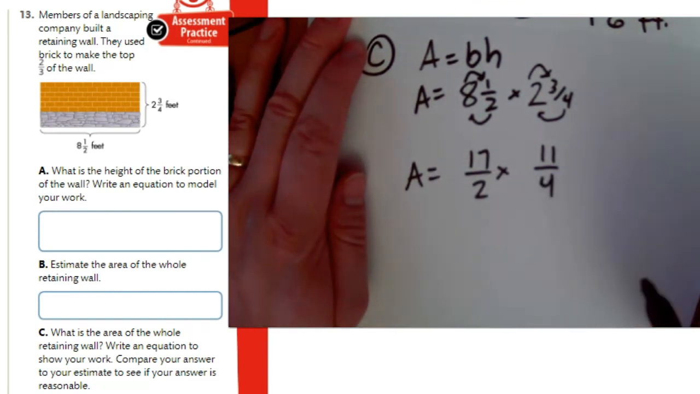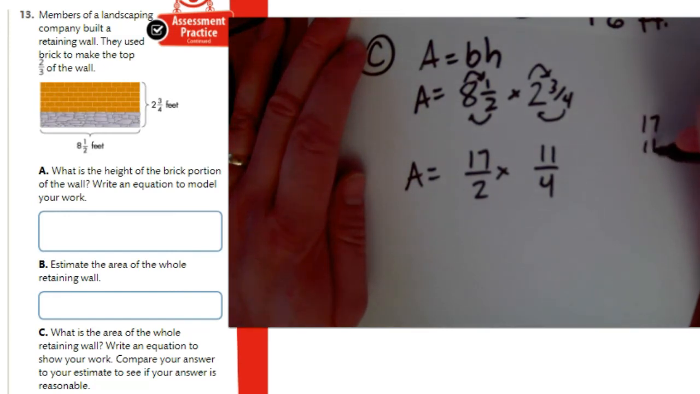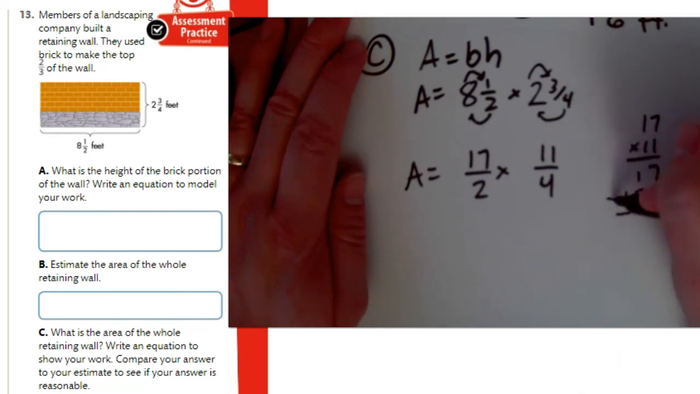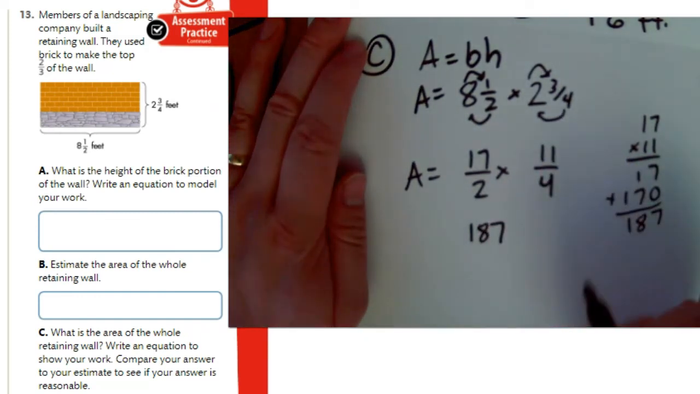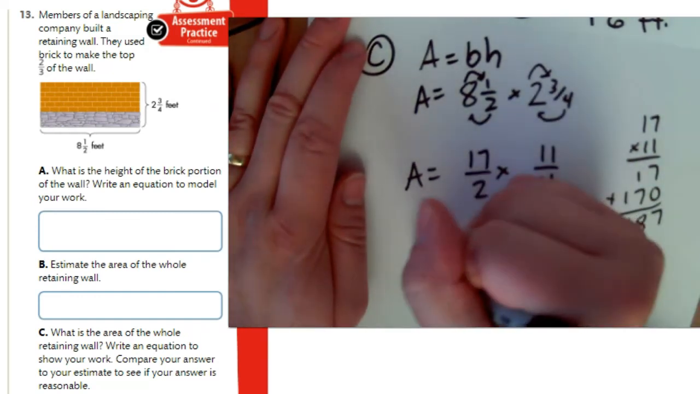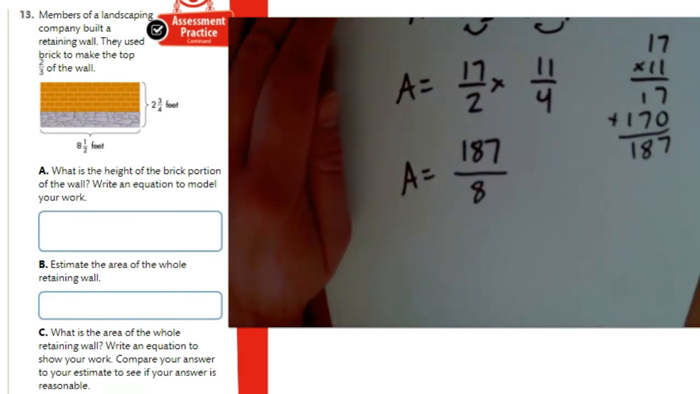I can think cross-simplifying, but I can't do it. So I need to multiply 17 times 11. Not sure what that is. Let me just multiply that over here. 1 times 7 is 7. 1 times 7 is 7. Add a placeholder 0. 1 times 7 is 7. 1 times 1 is 1. Add them together. I get 7, 8, 1. That's 187. And then 2 times 4, a little easier. I know that's going to be 8. So I have 187 divided by 8.